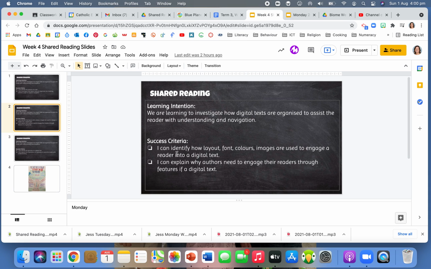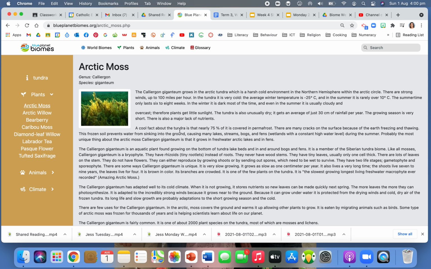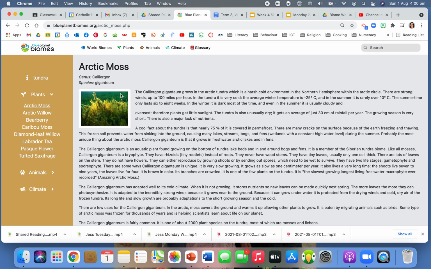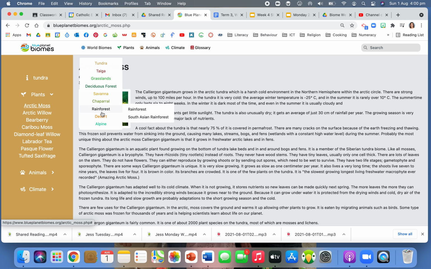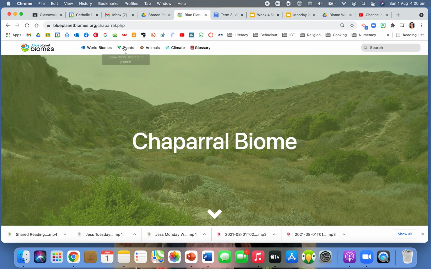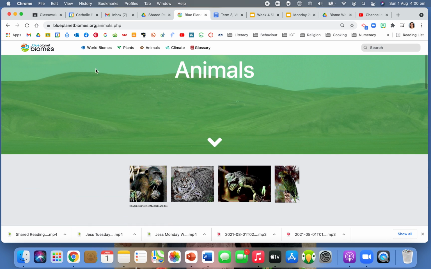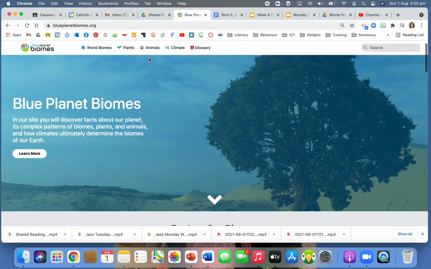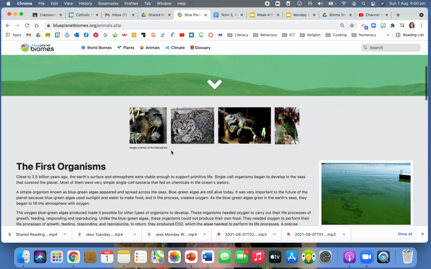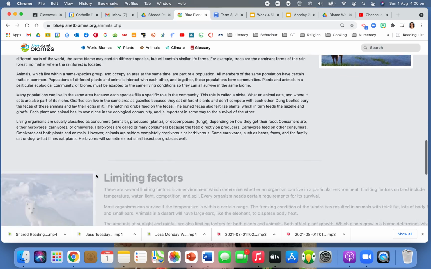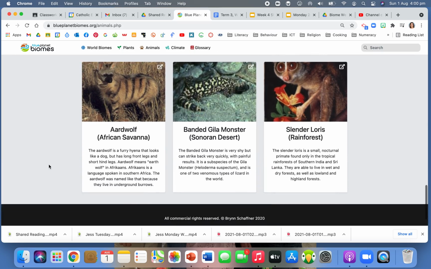So if we go back to our success criteria about explaining why authors need to engage their readers through features of a digital text, well, that's really important. Like I said, it's important for the reader to be able to navigate and not have to work too hard by keeping that consistent throughout, by having these hyperlinks going where I want them to go. Having those buttons taking me where I want to go. I know that I can click on there. I'm going to go back home. When I clicked on those animals though, we've got some information here broken up again into those paragraphs with those headings. So just that layout is so easy for me to navigate as the reader.